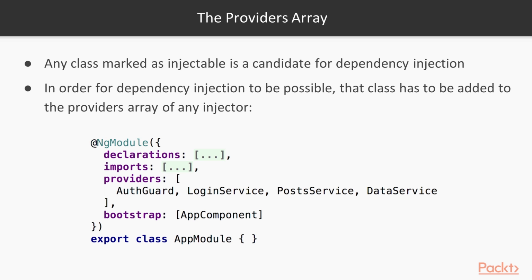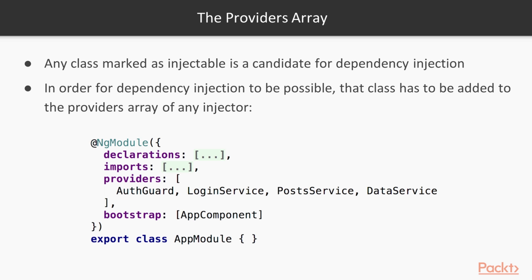So as we just saw, any class marked as injectable is a candidate for dependency injection. There's one more step to make it happen, though, and that's using the providers array. In order for dependency injection to be possible, that class has to be added to the providers array of any injector. And most of the time, what we're going to do is add that service into the providers array of our main app module. So that's what the providers section here is all about.